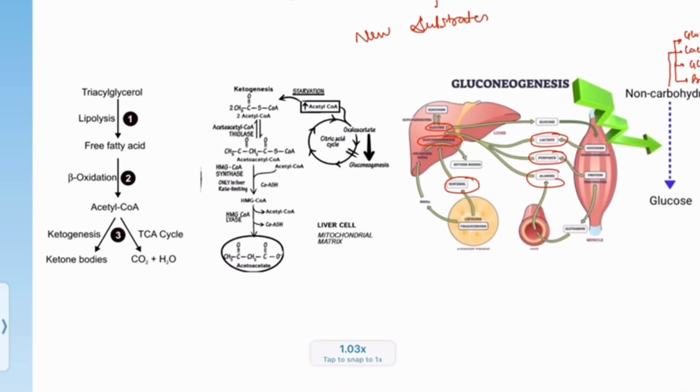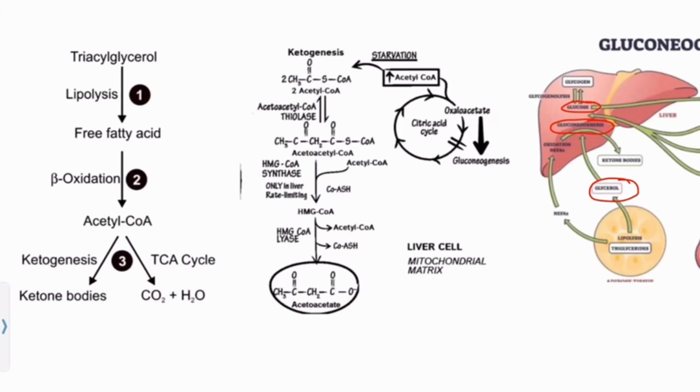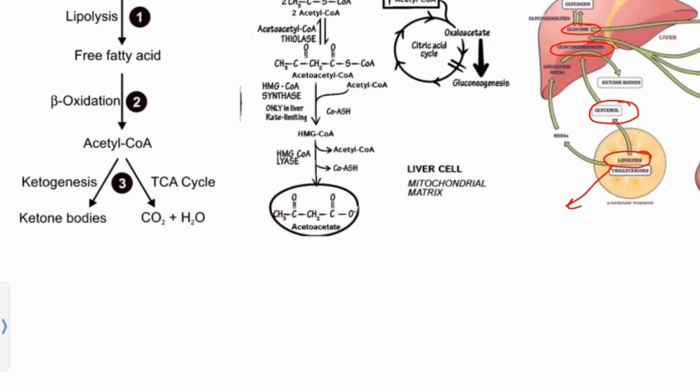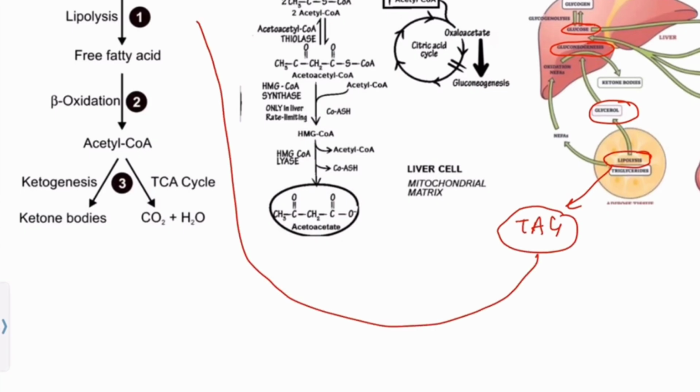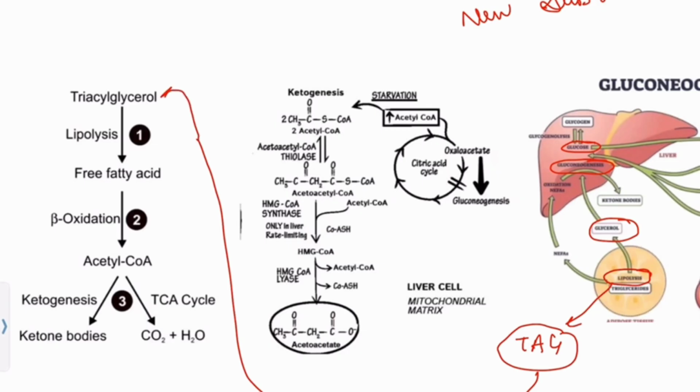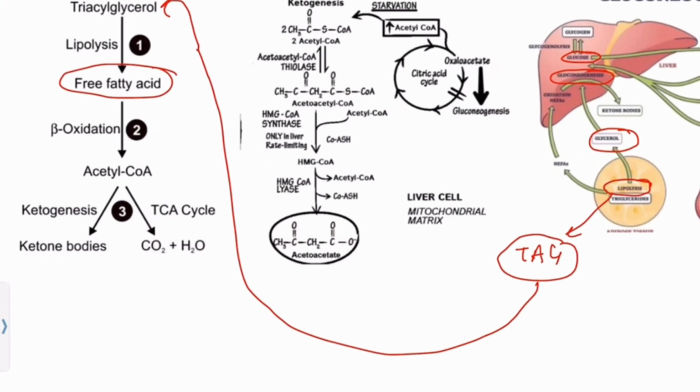As I have already told earlier, in fasting state lipolysis process takes place and this forms triacylglycerol, and these triacylglycerol then undergo oxidation and form free fatty acid, and these free fatty acid then again undergo beta oxidation and form acetyl coenzyme A. Normally what happens is this acetyl coenzyme A undergoes TCA cycle and forms energy.